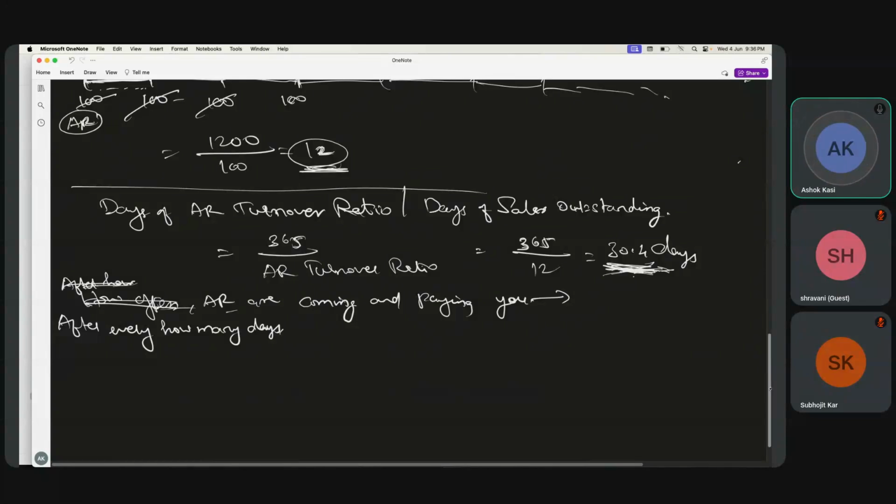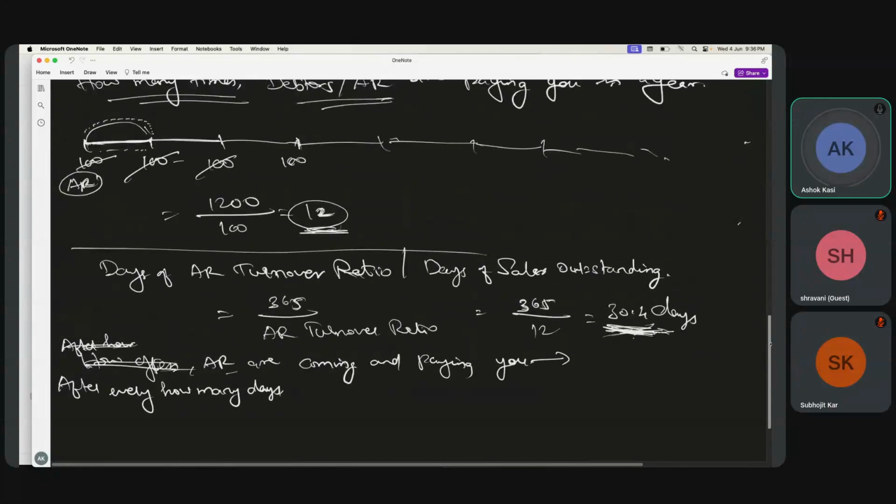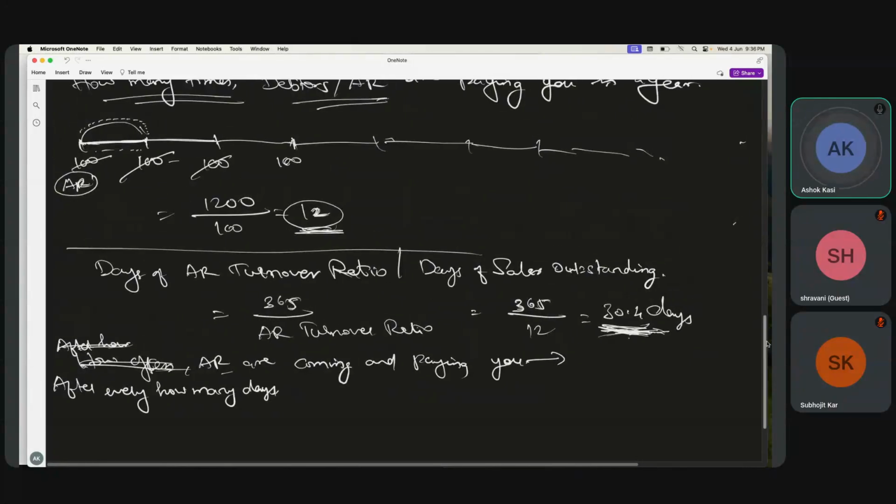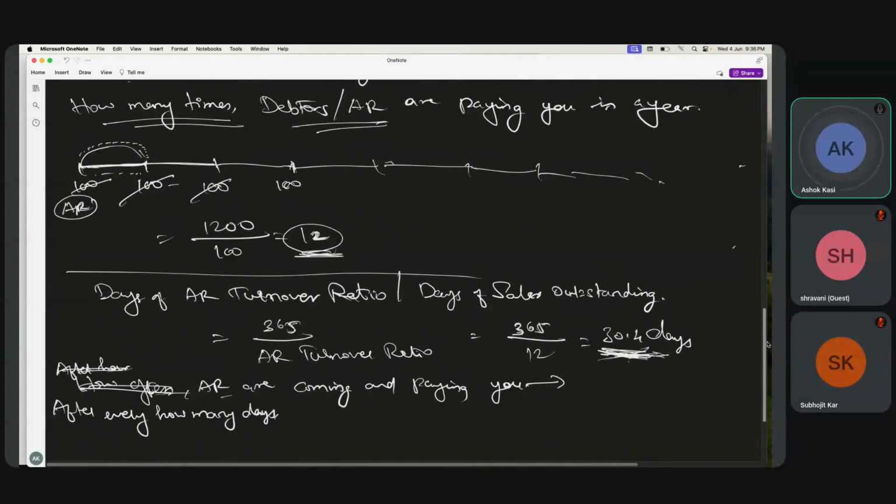You understood the importance of this one. This will tell you how you are managing your debtors. How are you receiving money from them?